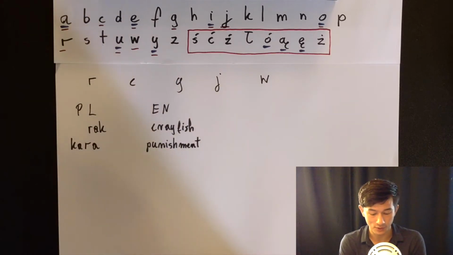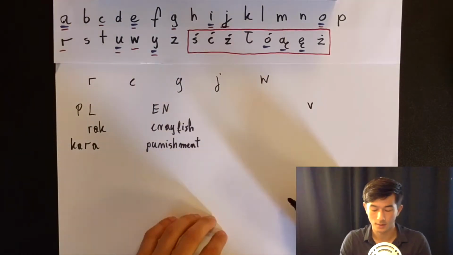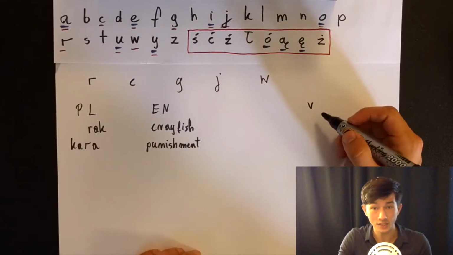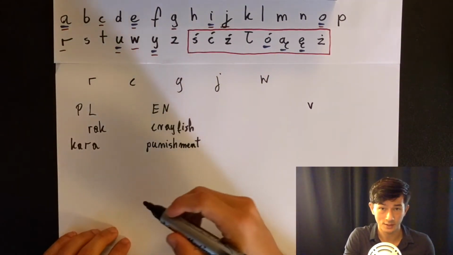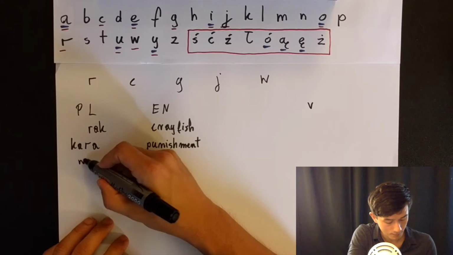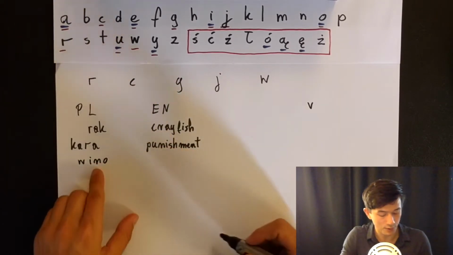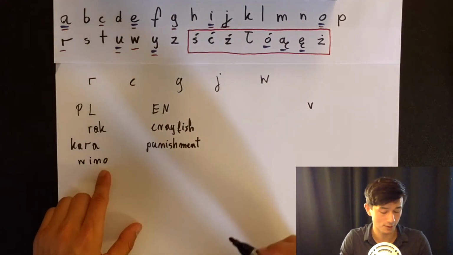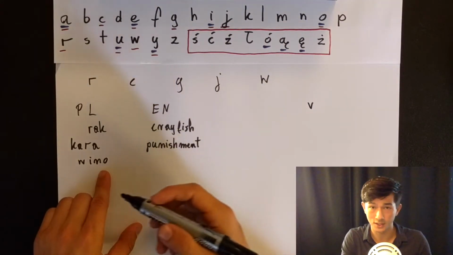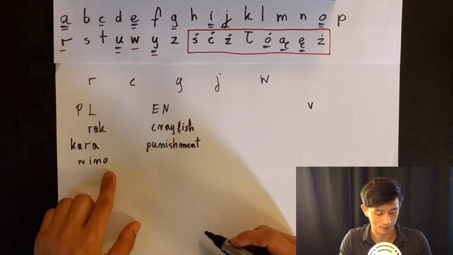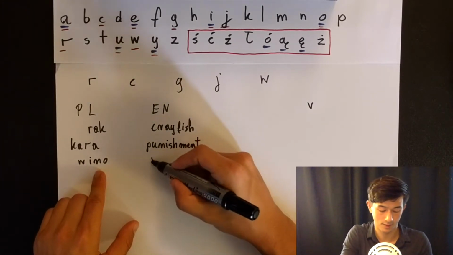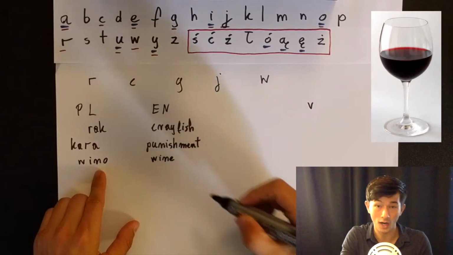Now let's jump into Polish W. Polish W is pronounced exactly the same as the English V. We can see an example. You can guess what it means. That's a Polish cognate. We talked about cognates in the previous video, and now you can see another example of a cognate in Polish, which is wino. It means, yeah, you're right, it means wine.